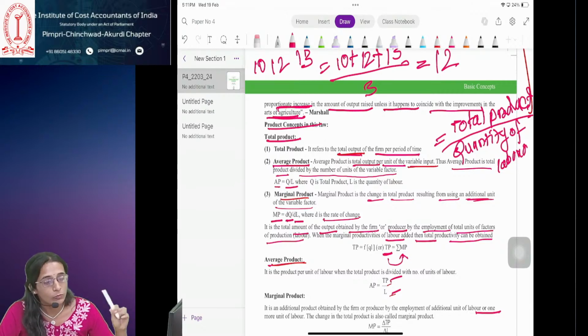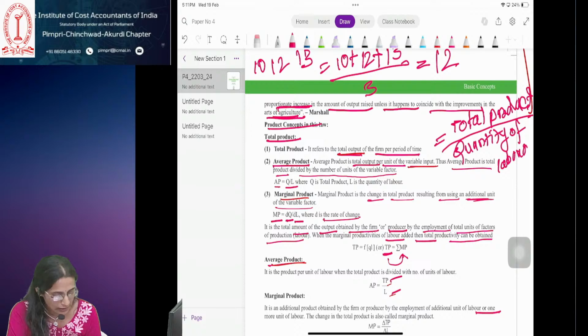So the variable factor we are dividing by. Average product is the total product per unit of variable input. Thus average product is the total product divided by the number of units of the variable factor. Q is the total product, L is the quantity of labour. We saw that labour is changing, land is fixed, so we have divided it by labour.